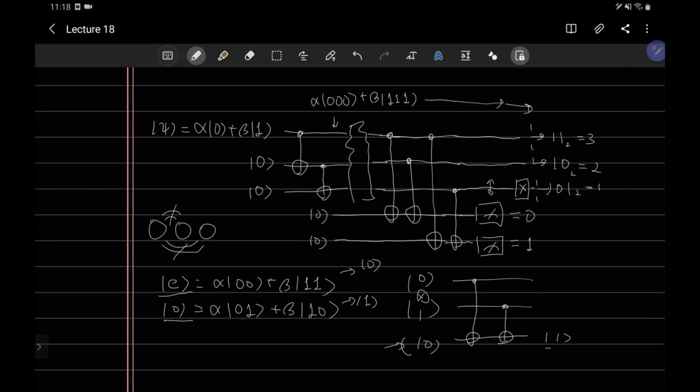Yeah, so again, by using the syndrome measurement, we can still keep the superposition state like this one after the correction. And that's the idea behind the error correction, quantum error correction code.